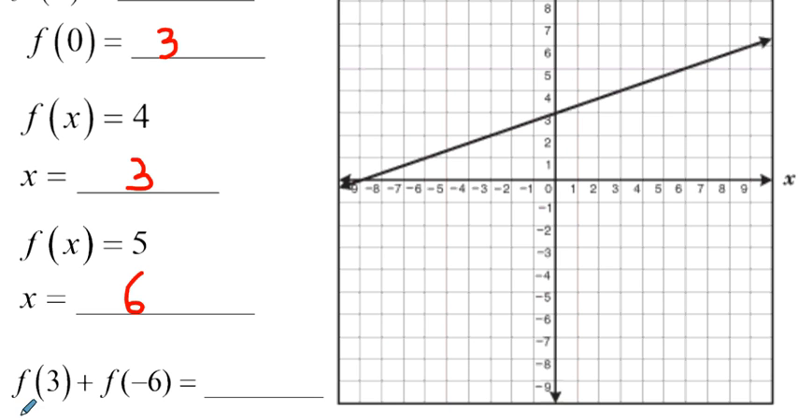For our next one, f of 3. My input is 3. The output that happens there is 4. F of negative 6. My input is negative 6. The output that happens there is 1. I'm supposed to add them together. 4 plus 1 is 5.